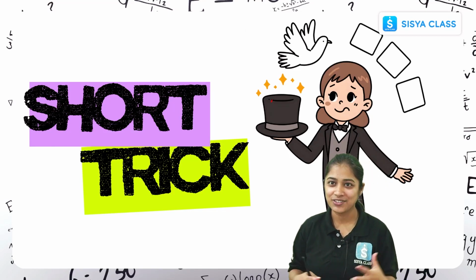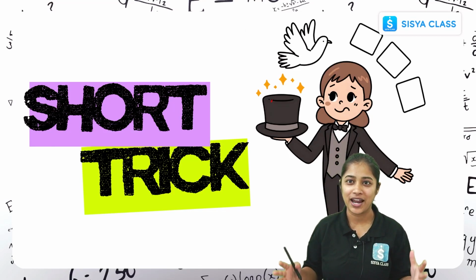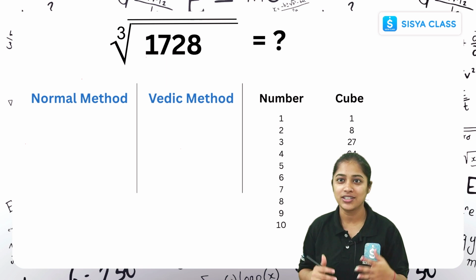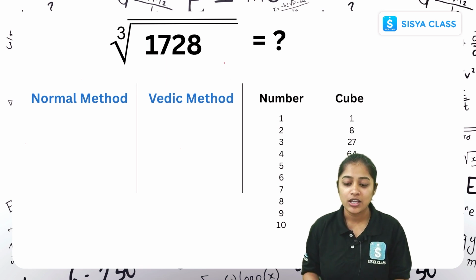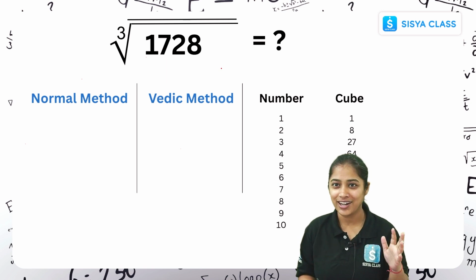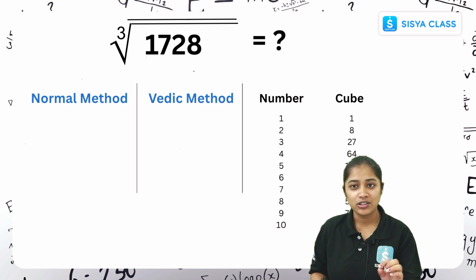So in today's class, we are going to learn one amazing Vedic maths trick: how to find the cube root of any number. Here we have this number, 1728. The normal method will take a very long time, so don't worry, we will learn a trick in today's class. So what is your first task?